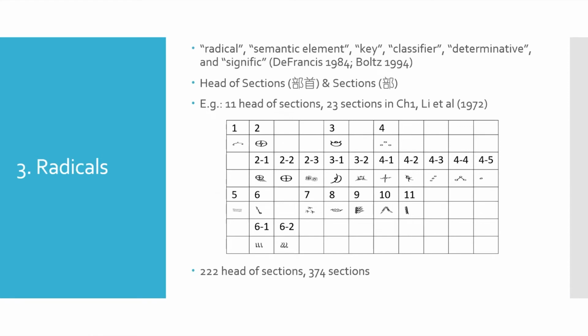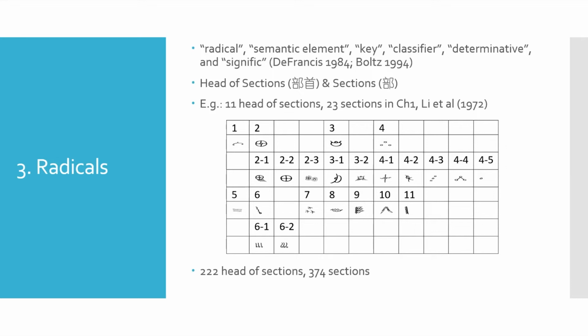Then the second dimension to analyze the structure of this writing system is the radicals. The radical system. Radicals have different names in different works, like semantic element, or key, or classifier, or determinative, or signific. It refers to the dominant part, which represents the core meaning of the glyph. And it can also be interpreted as the label of clusters of glyphs.